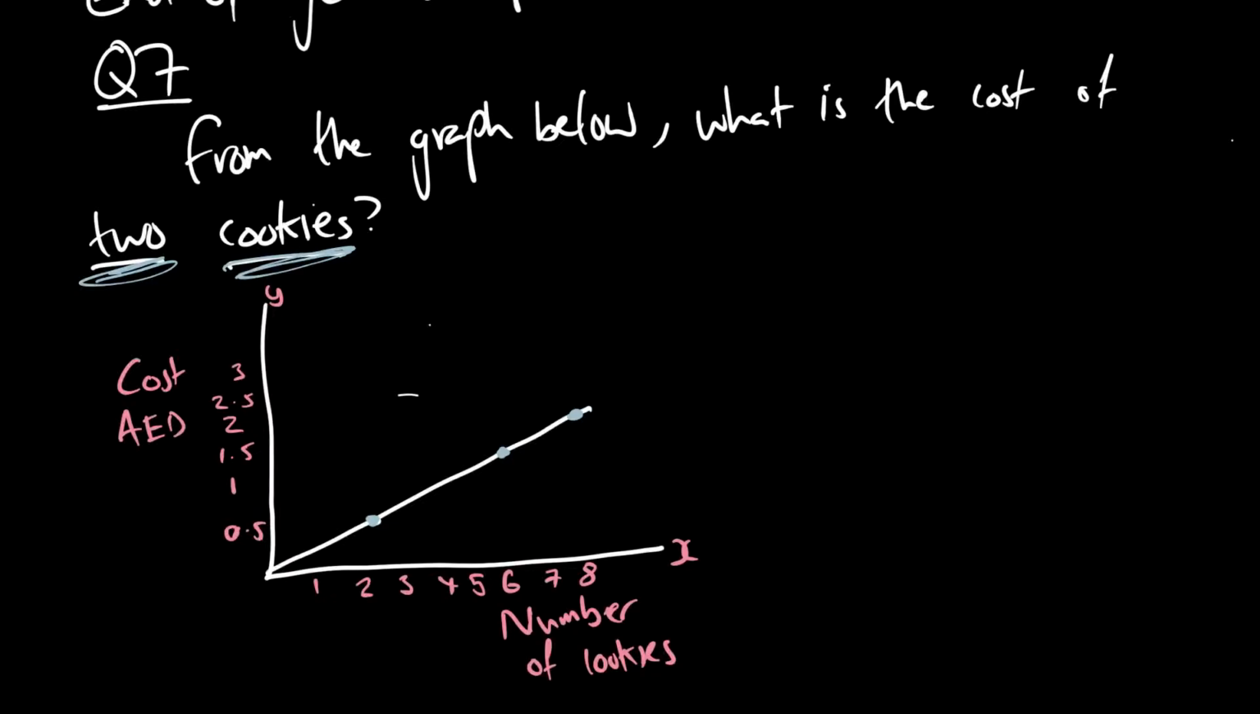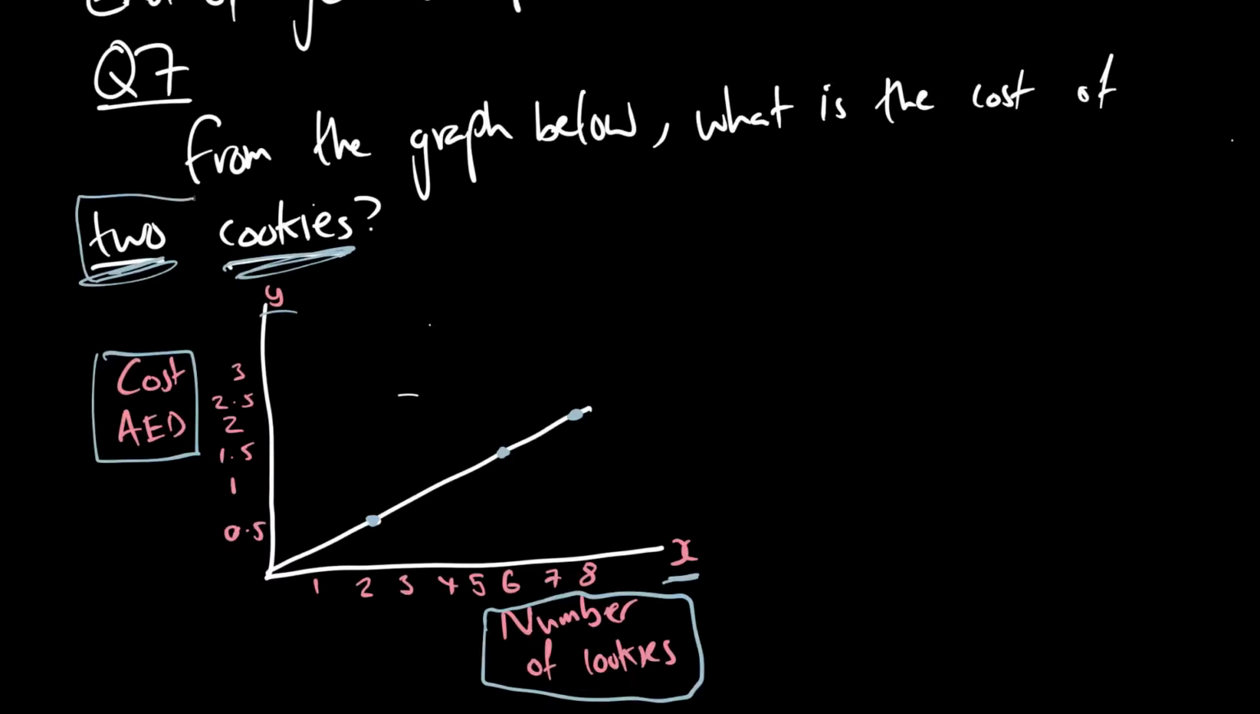Now, how do we answer this question? The first thing you have to see is that the x-axis is the number of cookies and the y-axis is the cost. Okay, now because the question is asking for 2 cookies, what we will do is go to where it says 2 cookies on the number of cookies. So we go to 1, 2. So here is 2 cookies, and from here we will go up and we will see that the line of the graph crosses the point here.